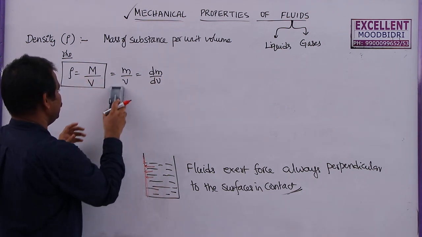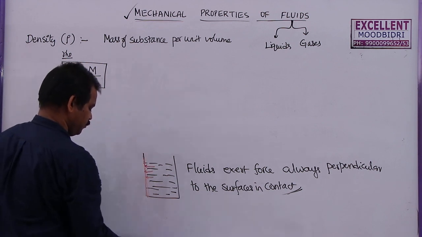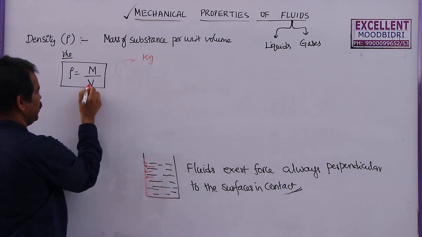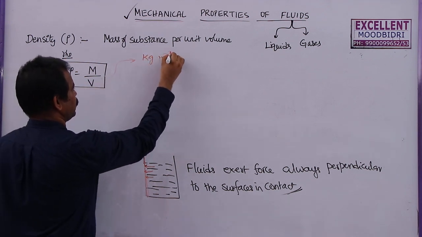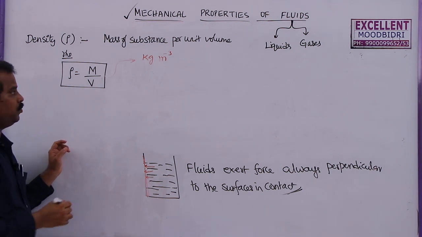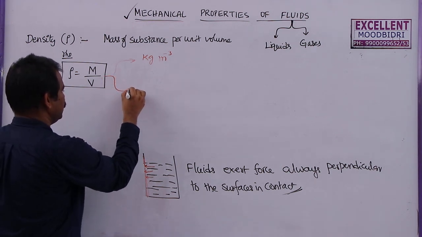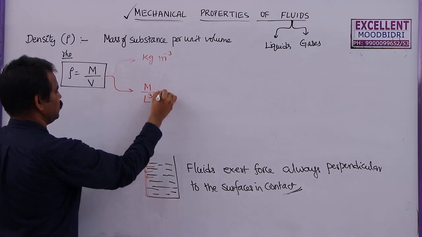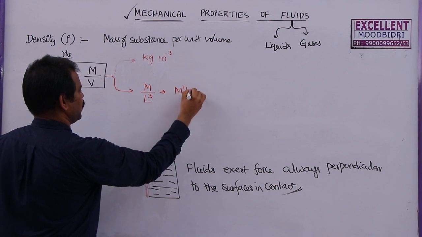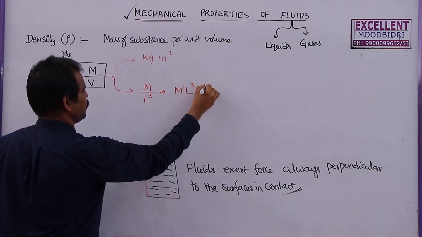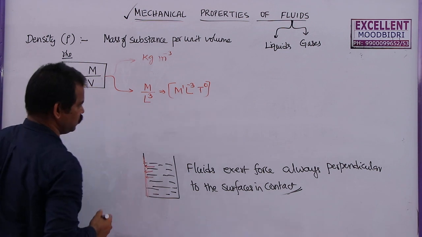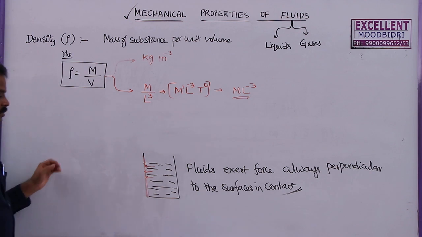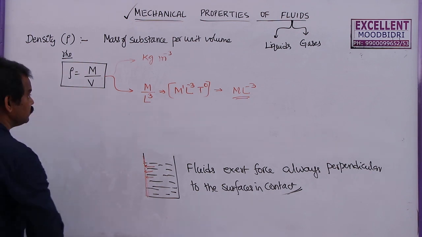So now I am going to write: the mass is measured in kgs and the volume is measured in meter cube. So kg per meter cube is the SI unit for this one. The dimension formula of mass is M and the dimension formula for volume is L cube. You can write M power 1, L power minus 3, T power 0. So M L power minus 3 is the dimension formula for density.